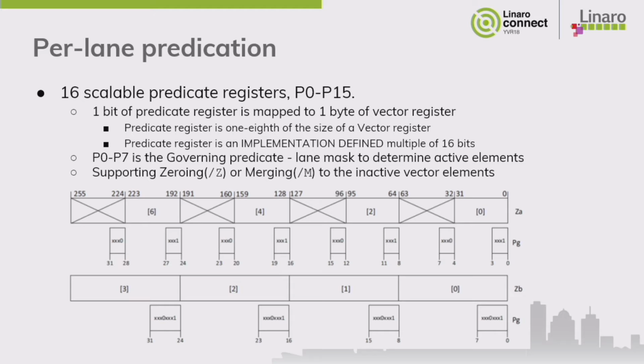So this is the per-lane prediction. SVE has 16 scalable predicate registers, P0 to P15. One bit of a predicate register is mapped to one byte of the vector registers. This means that a predicate register is 1/8 of the size of a vector register, and it is also an implementation-defined multiple of 16 bits. Among these registers, P0 to P7 are the governing predicates, which means that the register can be used in an instruction as a lane mask to determine the active elements. And also the predication supports zeroing and merging operations for the inactive vector elements.